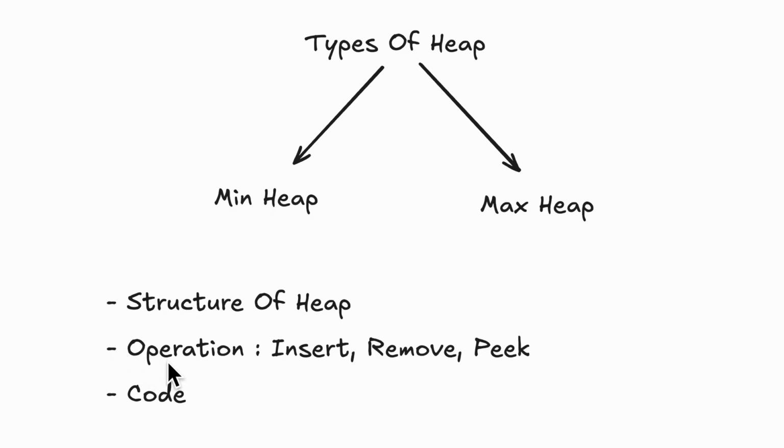Then the second part is, we'll discuss the different kinds of operations. We'll walk through one test case and try to see these operations like insert, remove, and peek. Peek basically returns the max in the max-heap and the min in the min-heap. Okay. So let's start with the structure of the heap data structure.